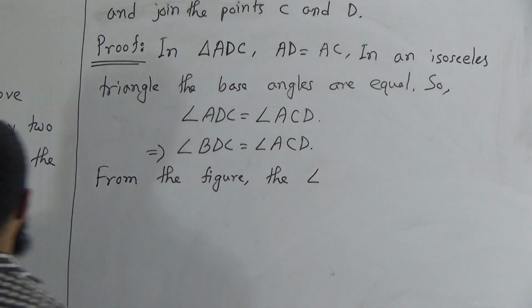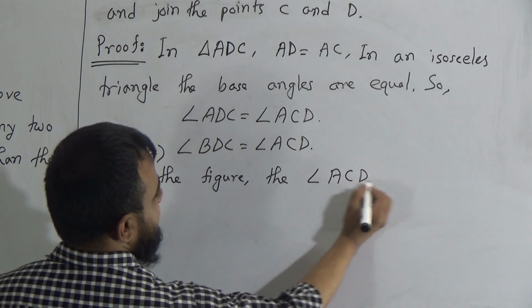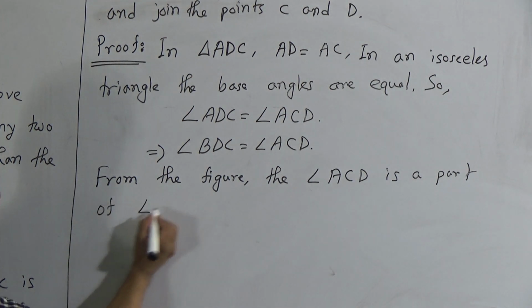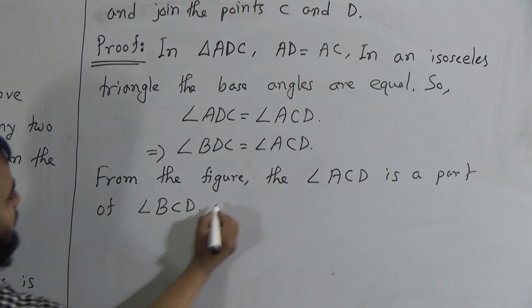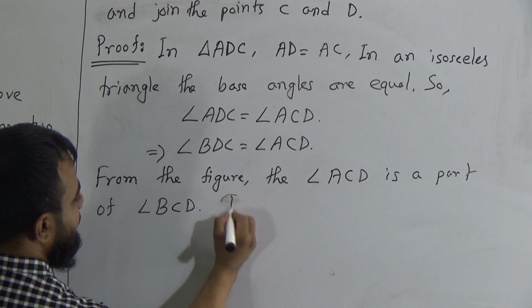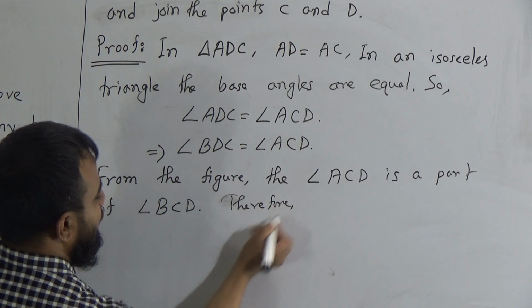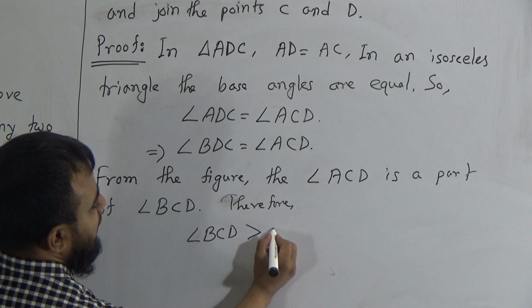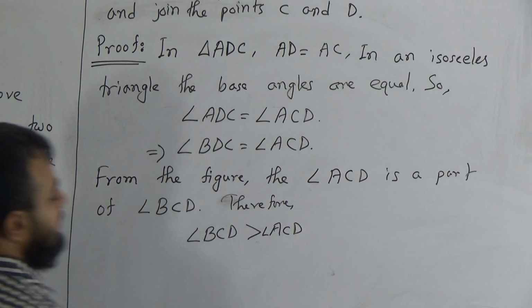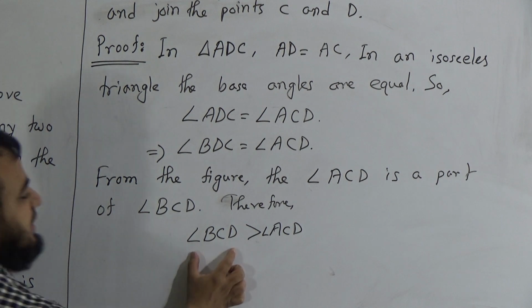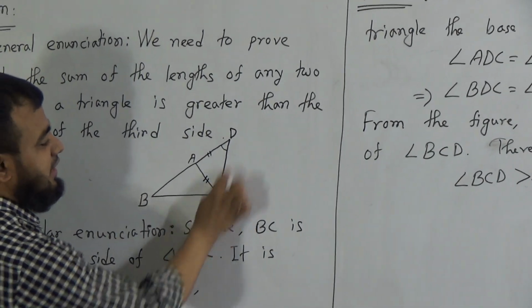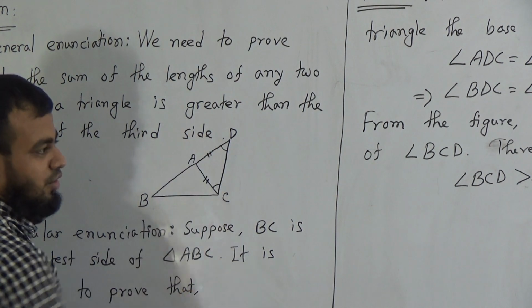The angle ACD is a part of angle BCD. Therefore we can write down angle BCD is greater than the angle ACD, because this angle ACD is only a part of the angle BCD. So the angle BCD is greater than the angle ACD.